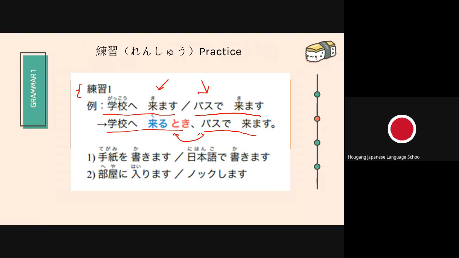Like 学校へ来ます. I come to school. Full stop. I come by bus. It's not too bad. It's just elementary. It works okay. Right? So you think of number one. How would you combine these two sentences?